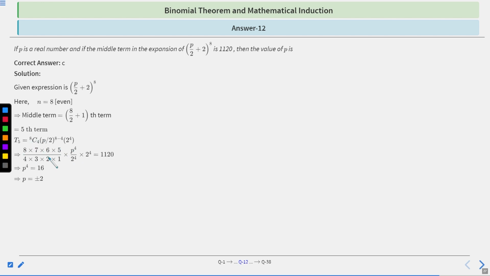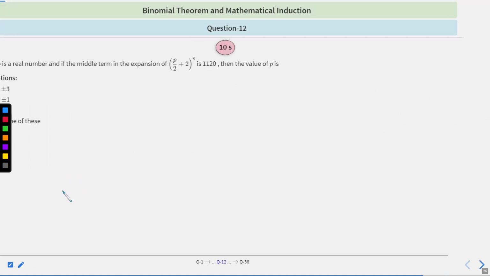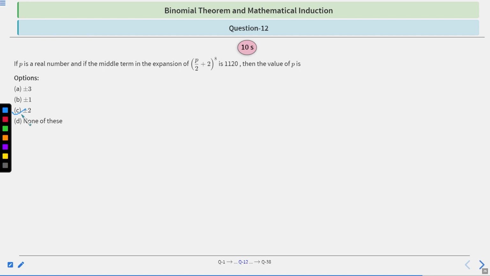After solving 8c4, we will get this expression and it is equal to 1120, right? So after solving this expression, we will get p to the power 4 is equal to 16. And after simplification, we get p is equal to plus minus 2, right? So I think option C is the right choice. Clear?